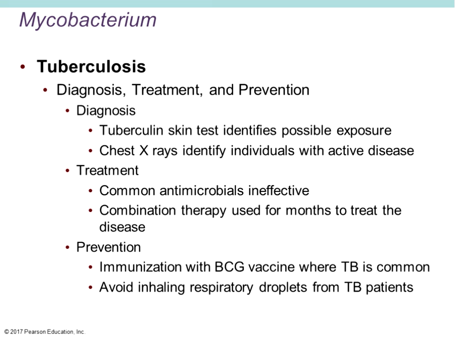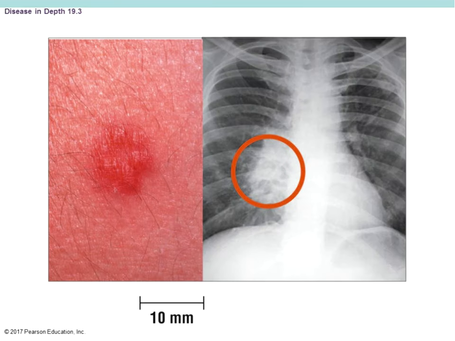So prevention, immunization with the BCG vaccine where tuberculosis is most common. So in those places we talked about in Asia and Africa, there is a tuberculosis vaccine that we can use. Avoid inhaling respiratory droplets from TB patients, so making sure that you are wearing a mask when you're working with TB patients is an effective method of prevention.